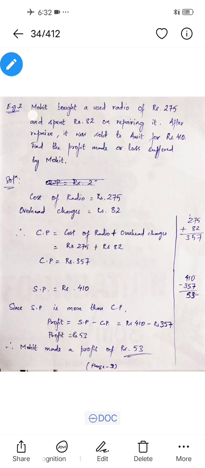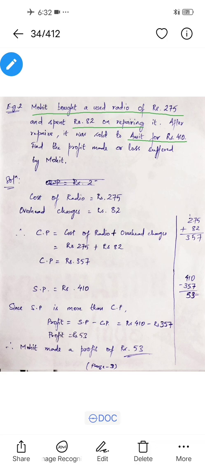Mohit bought a used radio for rupees 275 and spent rupees 82 on repairing. So repairing means this is overhead charge. Okay, after repairs it was sold to Amit for rupees 410. Find the profit made or loss suffered by Mohit.